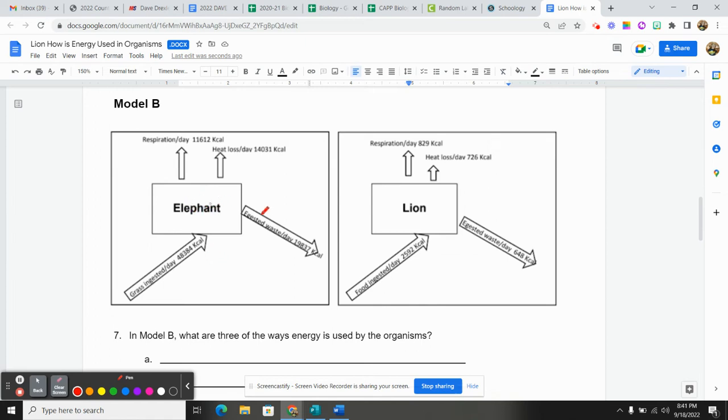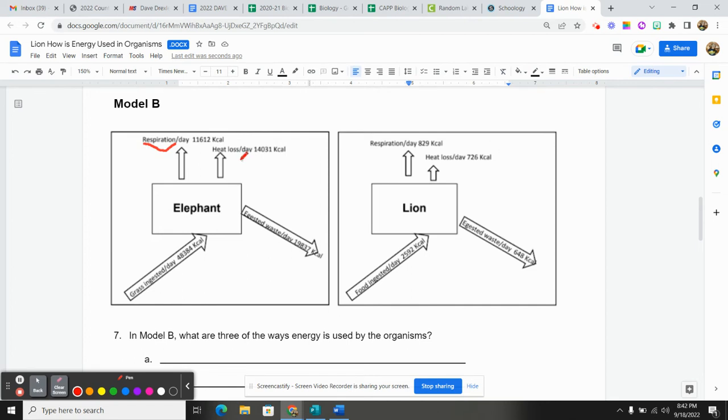So now we know that we in fact have an elephant and a lion, and the amount of grass that the elephant is eating per day is equal to 48,384 calories. Oh my gosh, so many calories. And they are losing per day about 11,000 calories to respiration. So that is through breathing and energy. When we say respiration, we're not just talking about breathing, we're also talking about making energy. So that's walking around, finding food, all of that different stuff is respiration.